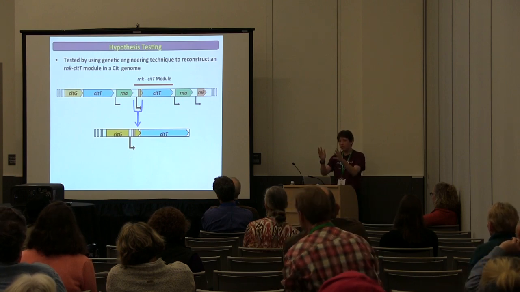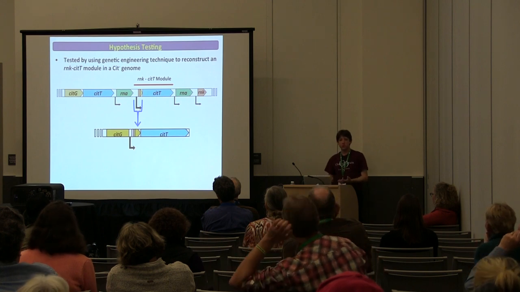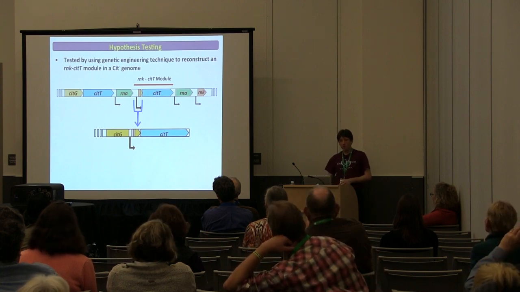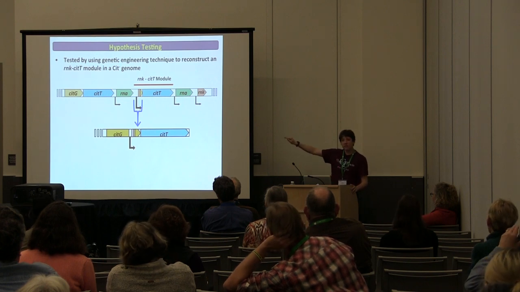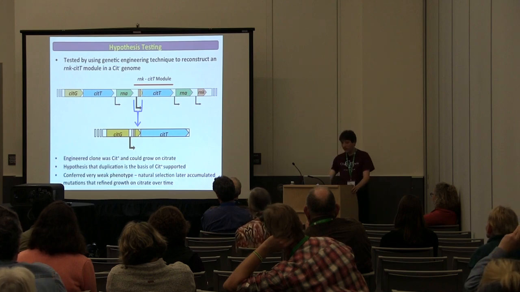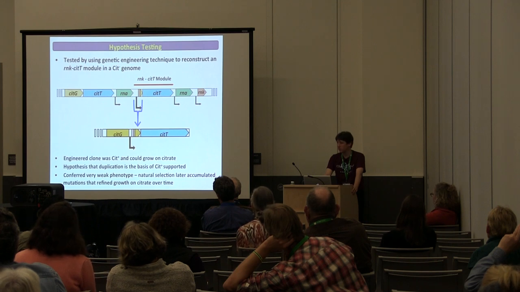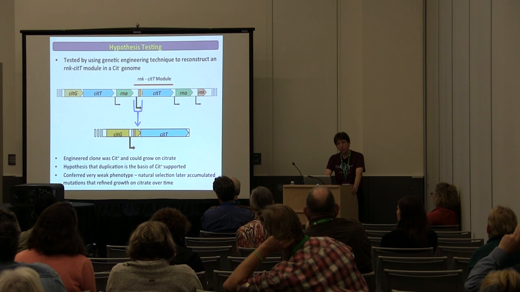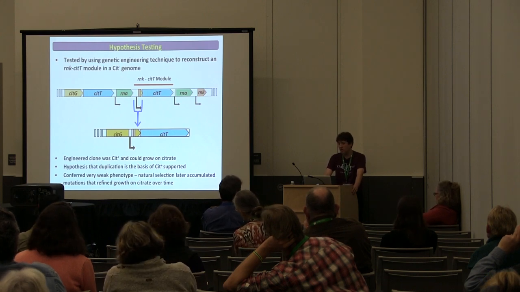So I tested this hypothesis by using a genetic engineering technique called gene gorging to move that little segment containing the rnk promoter and put it into a CIT-minus clone. So this was a matter of reconstructing the rnk-CIT-T module. And the only difference between this construct and its CIT-minus parent is that one little bit that we inserted. As it happened, the engineered clone was in fact CIT-plus, it could grow on citrate. So this supported very much the hypothesis that duplication is the basis of CIT-plus.